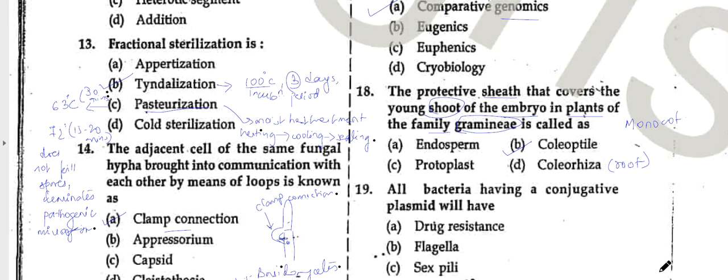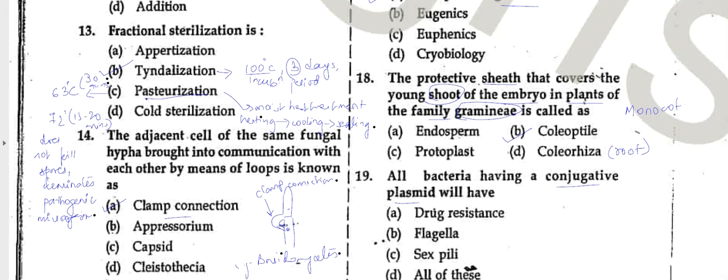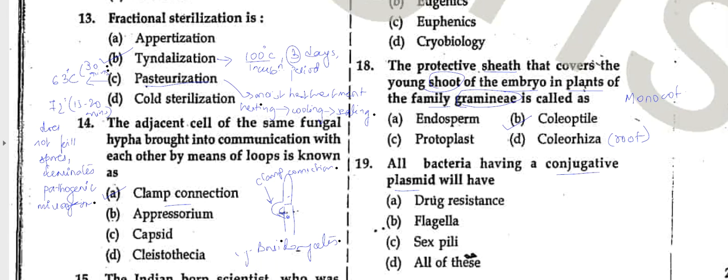Next is number 19. All bacteria having a conjugative plasmid will have a. Conjugative plasmid means there will be a tube formed which will help in the transfer of DNA from one cell to another. So this conjugative plasmid will have sex pili.